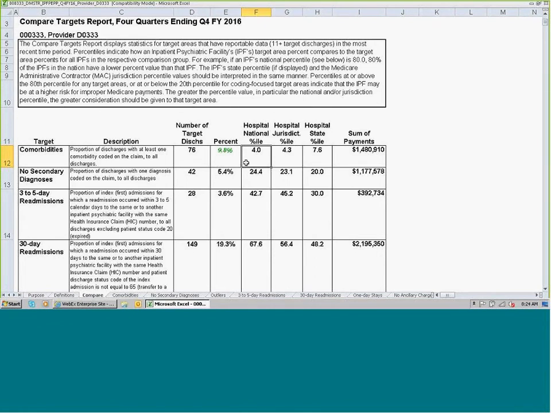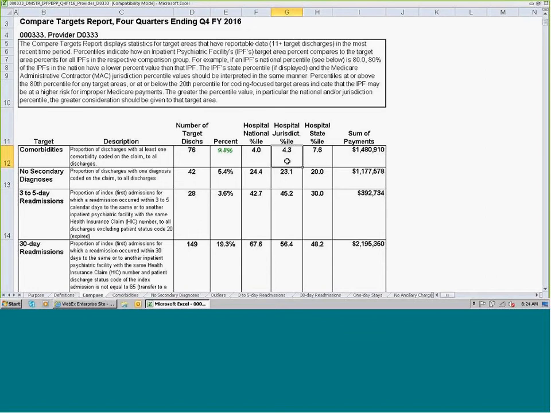And so you can see that this IPF is at the 4.0 national percentile, and so their target area percent is identified in green italics, which is a visual cue that they are a low outlier for this target area. And so that might be something that they might want to look at to make sure that they're capturing the comorbidities that may be present within the medical record, or that their documentation is strong enough to capture all the comorbidities that may be present.